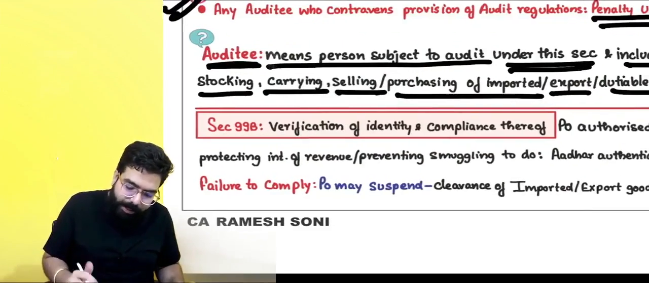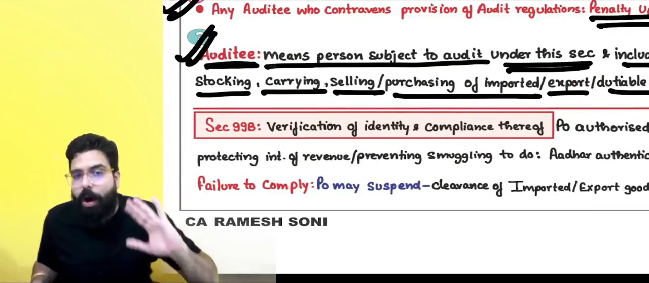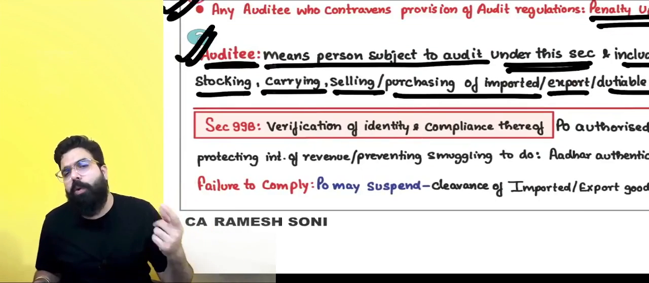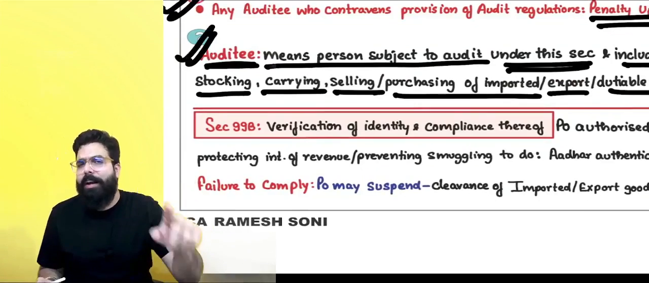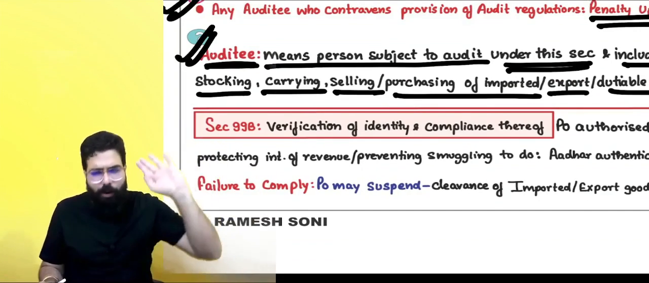Don't forget. In the exam, they can ask you about auditee. Who are the auditees? Auditees means persons who are subject to audit under this section. It includes importer, exporter, custodian, all these people.